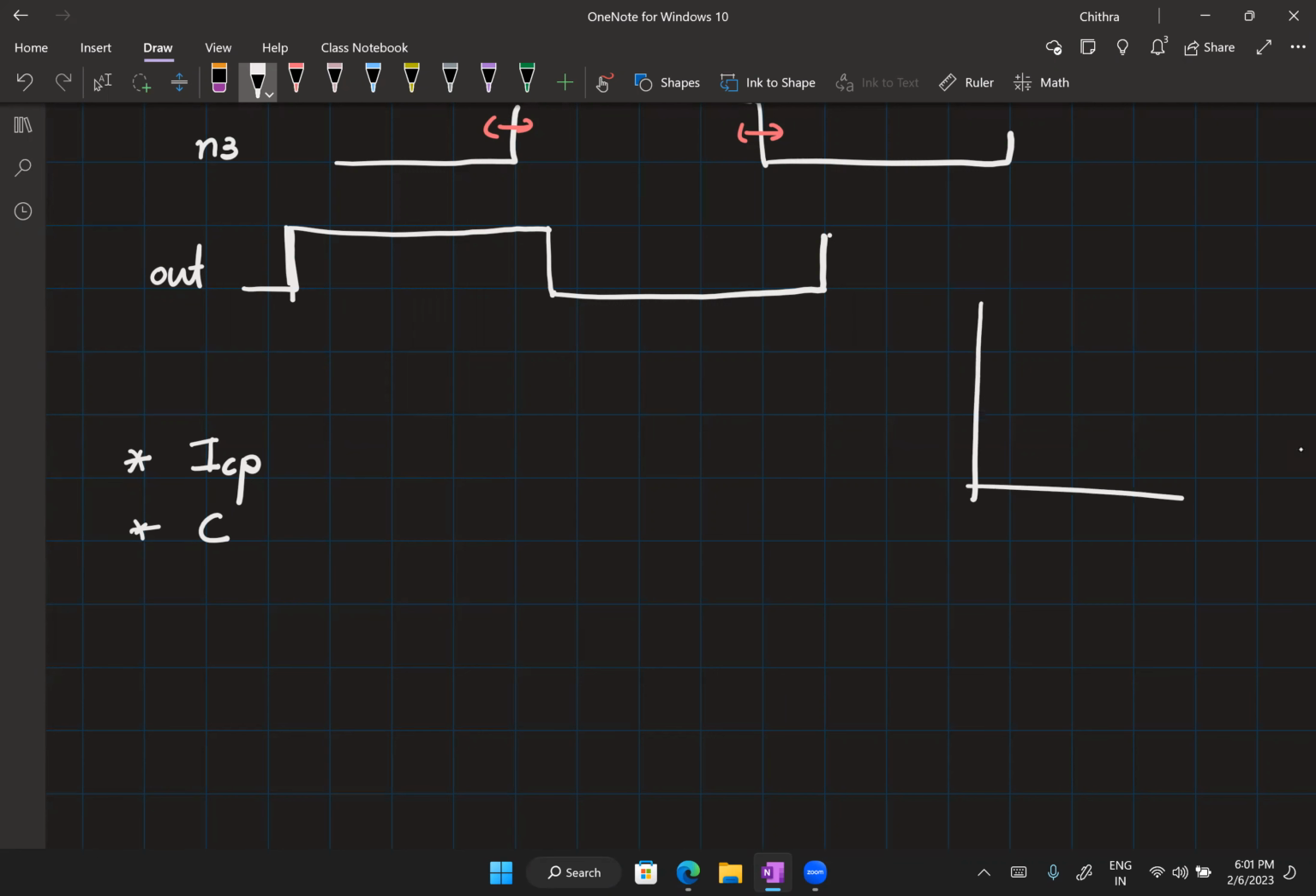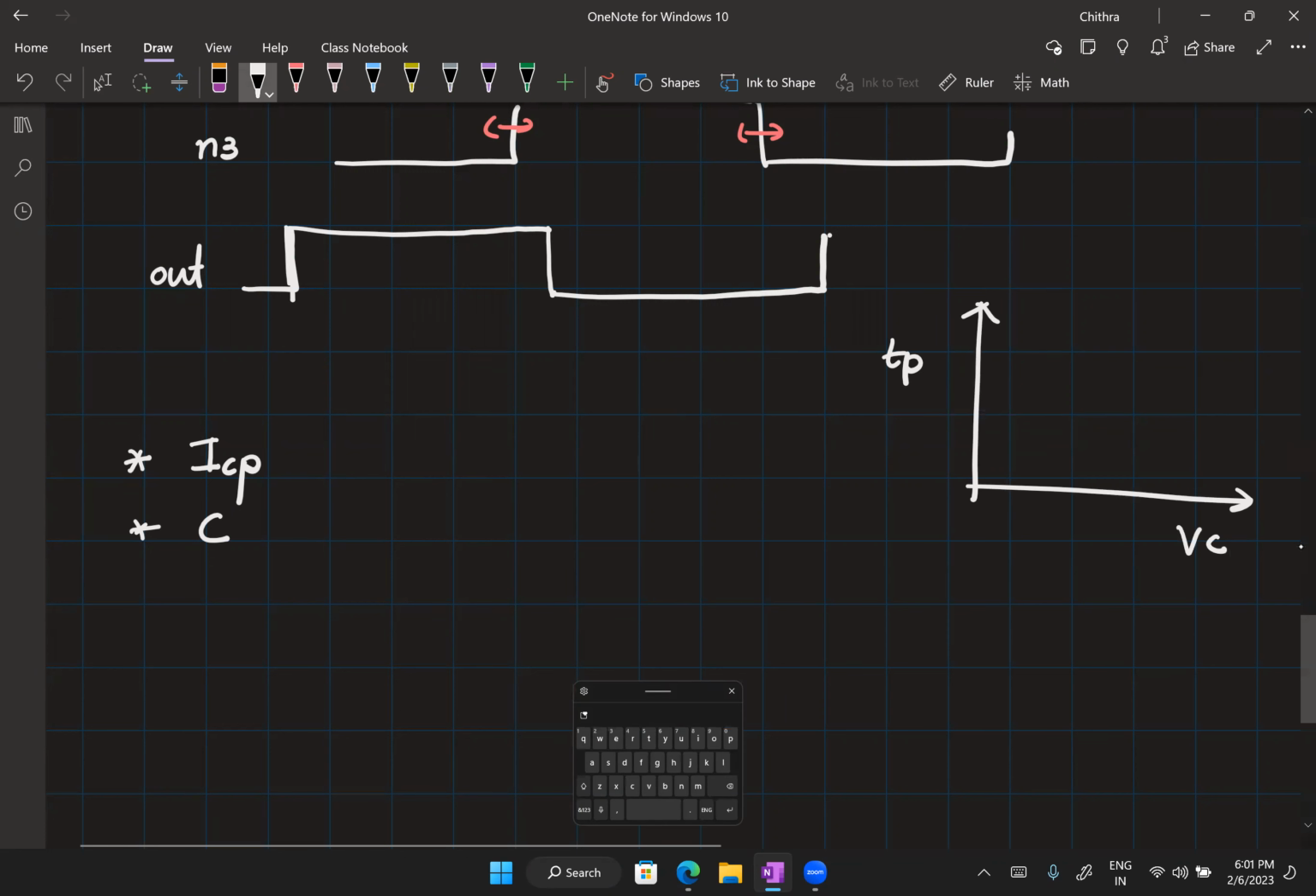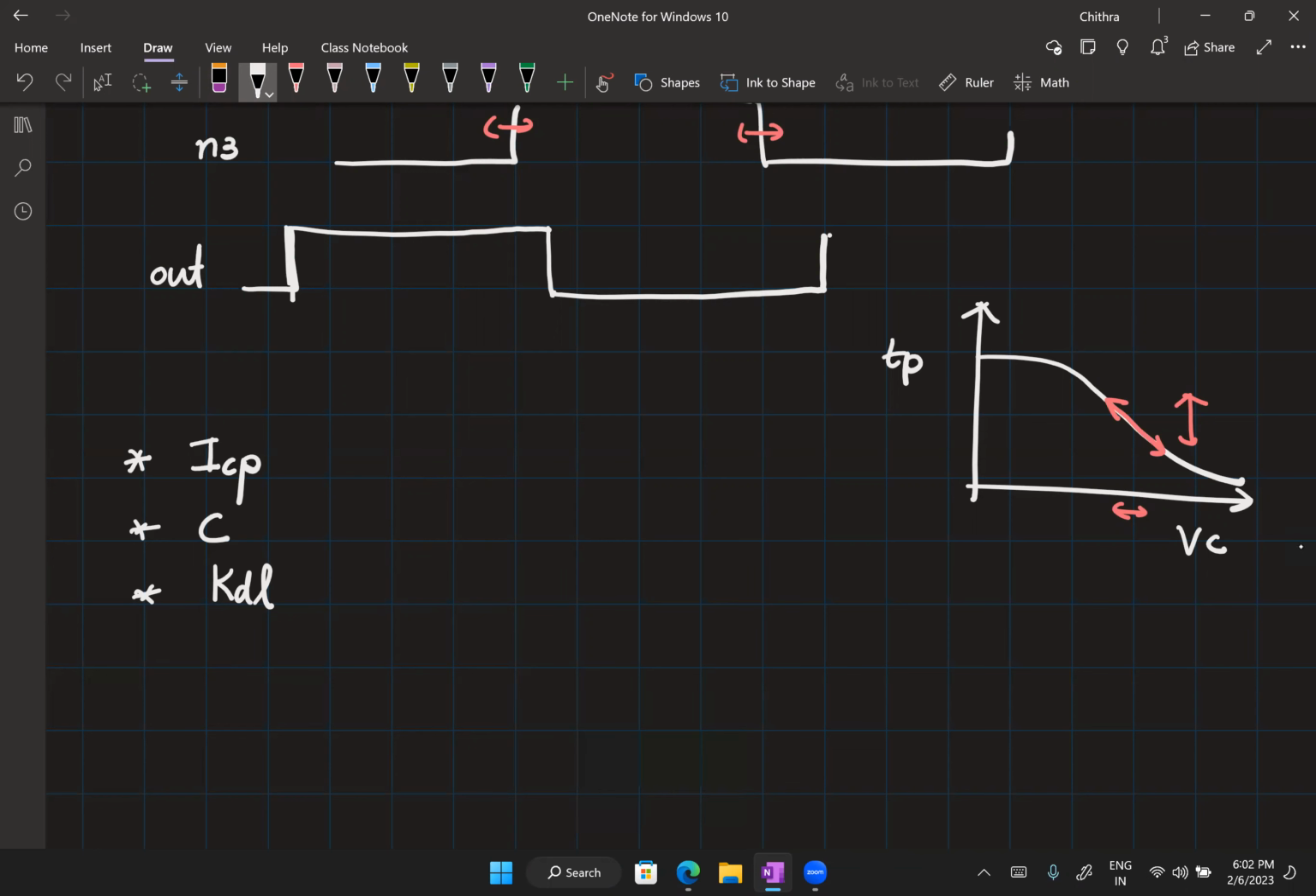Now, if I look at my VCDL, this will have some characteristics of TP versus VC, and it will have some curve like this. Now, the slope of the curve is also an important parameter for us, because if I have a small variation in VC, by how much does the delay change? And this can be captured in the parameter KDL, the gain of the delay line, right? So now to reduce variations at the output, how should I change these parameters? Should I increase them, decrease them, or they have no effect on the output?